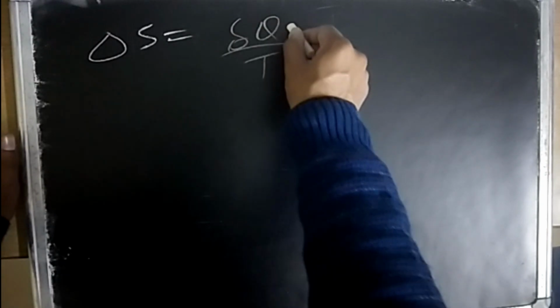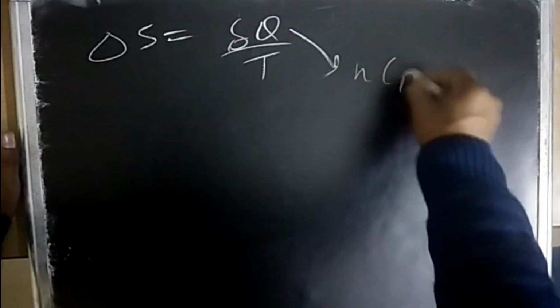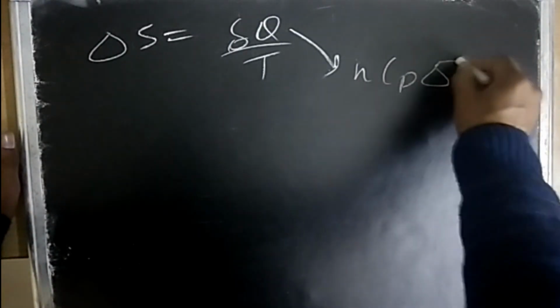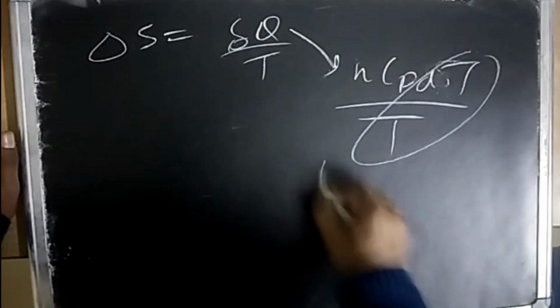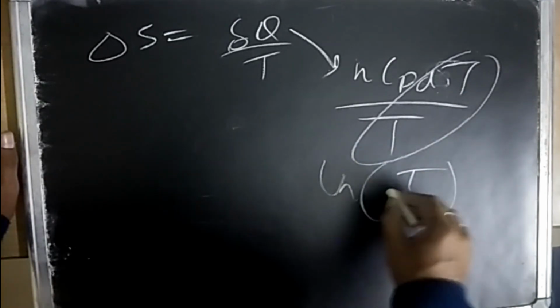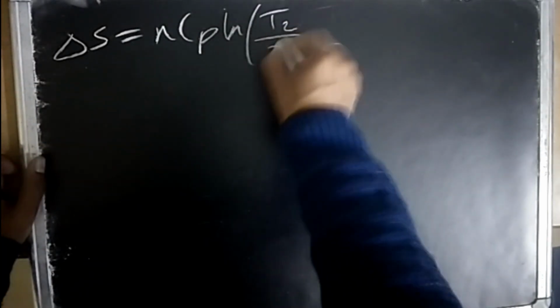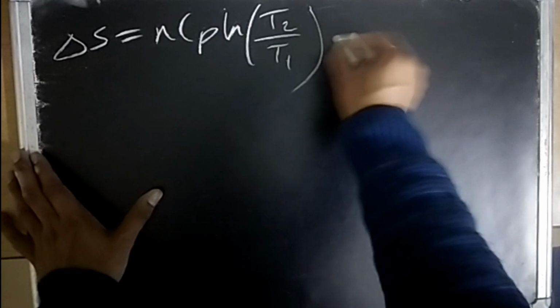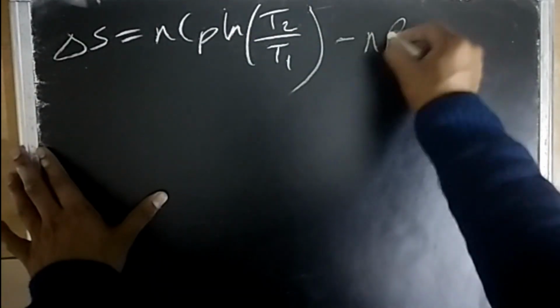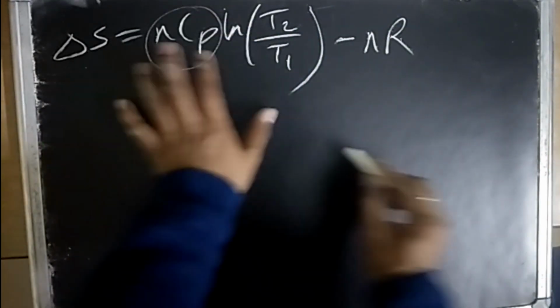So if constant volume, nCp dT upon T, so integration, this will give ln T1 by T2, that way. Remember that, and let me write this whole expression. Delta S is equal to nCp ln T2 by T1 minus nR ln P2 by P1. This is also a way to remember this.